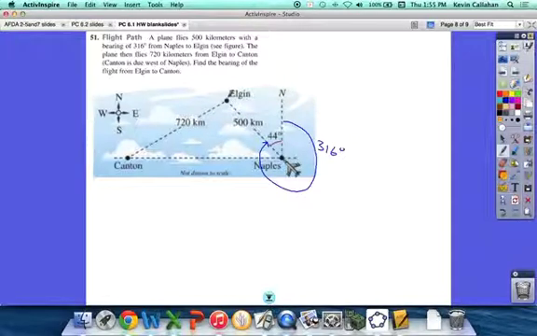Okay, the plane then flies 720 kilometers from Elgin to Canton, which is due west, which tells you that this angle here is a 90-degree angle. Find the bearing of the flight from Elgin to Canton. So find the bearing from this place to this place. Well, we understand bearing to be the number of degrees east or west of a straight north-south line. So let's find that the way we understand it. And then, because they're using bearing in a slightly different way, we'll go ahead and report it the way they report it.